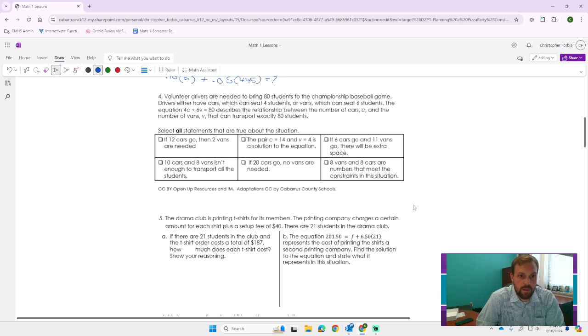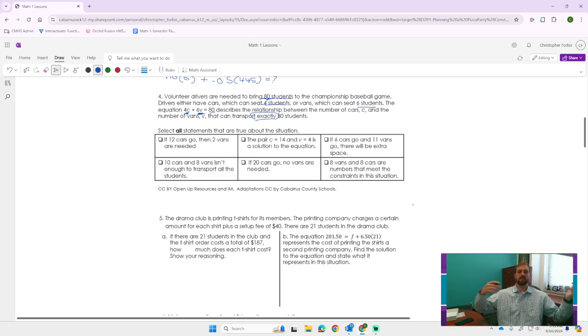4 says, volunteer drivers are needed to bring 80 students to the championship baseball game. So we got 80 students total. Drivers either have cars, which can seat 4 students, or vans, which can seat 6 students. The equation 4C, so that means 4 students for every car, plus 6V, or 6 students for every van, has to equal 80. It describes the relationship between the number of cars, C, and the number of vans, V, that can transport exactly 80 students, assuming that we fill up the entire van and the entire car with students.